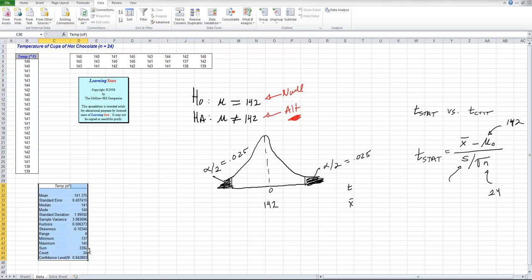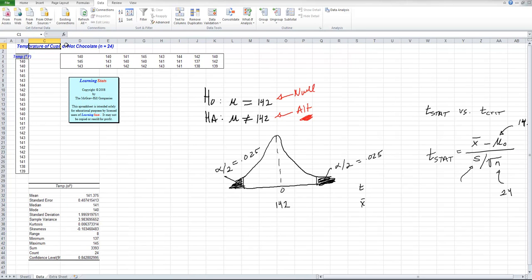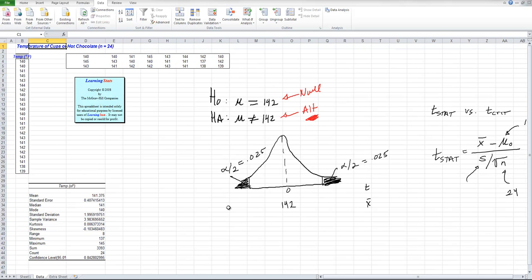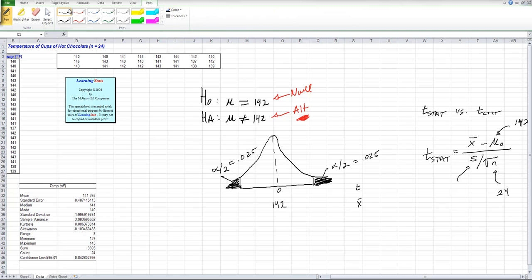The output from Excel's summary statistics is kind of nice. If you look at this, you'll see that the mean is calculated right here. So my sample mean is 141.375. So that's what I'd plug in right here.